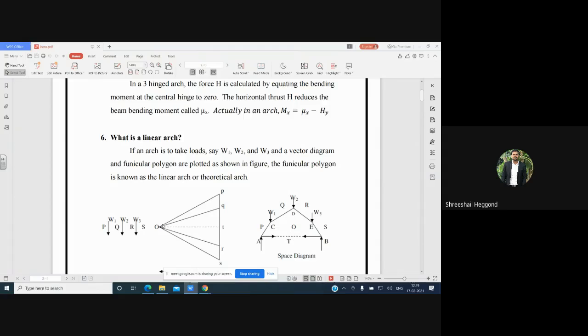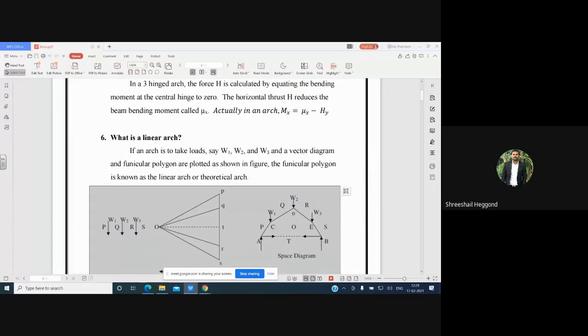Practically speaking, linear arches do not exist in practice, but in theoretical explanation, for ideal thrusts or ideal arches, this type of linear arch will be available, where equivalent loading is on each span. If you draw the vector diagram for the space diagram, the original diagram, it can be shown in the left side diagram. Points P, Q, R, S give the distances from one point to another, and W1, W2, W3 are the loading conditions.